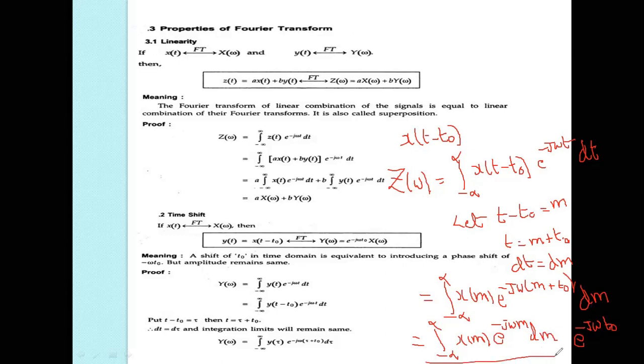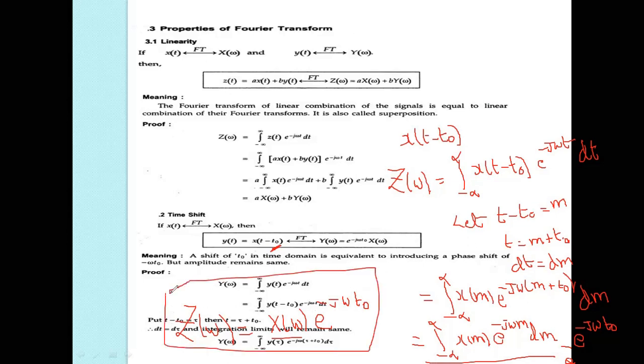Observe here, there is the definition of the Fourier transformation with the variable m for the function x. So finally z of omega is equal to x of omega into e power minus j omega t naught. When the time is shifted by t naught, the frequency function x of omega is multiplied with the negative exponential with t naught in the power. Z of omega is equal to x of omega into e power minus j omega t naught.